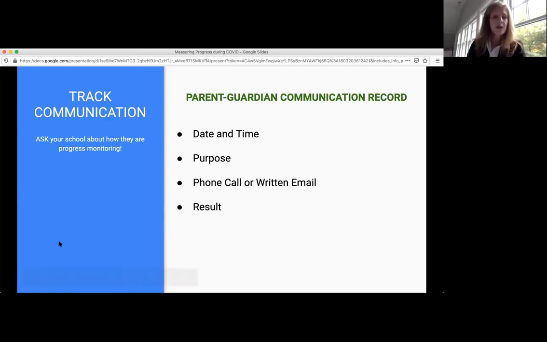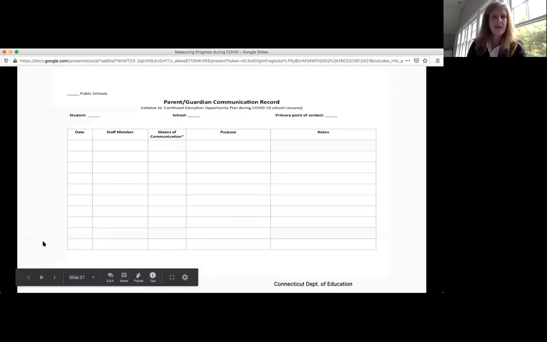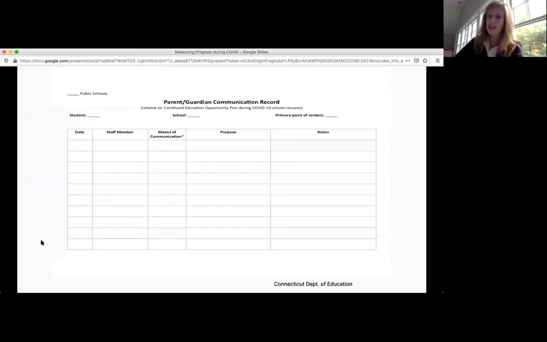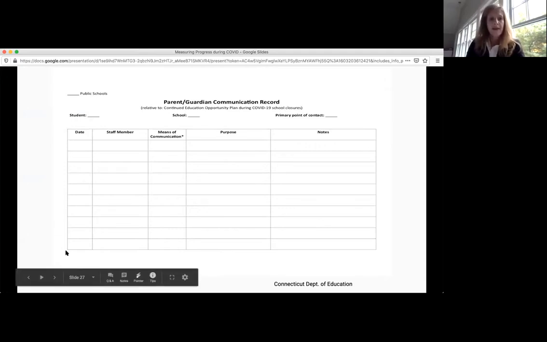I wanted to show you, just to sort of demystify what these forms look like. Again, this is from the Connecticut Department of Education. This is a parent guardian communication record that might be useful. Okay.